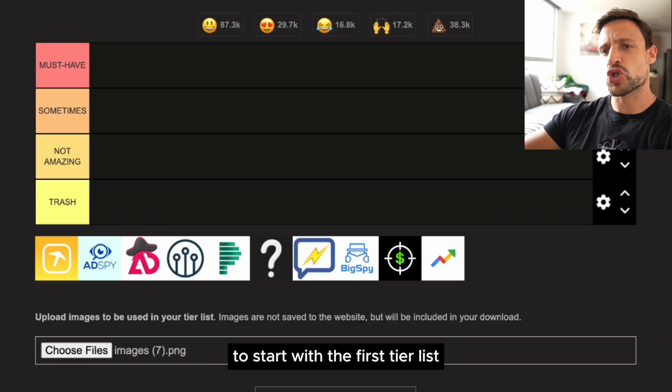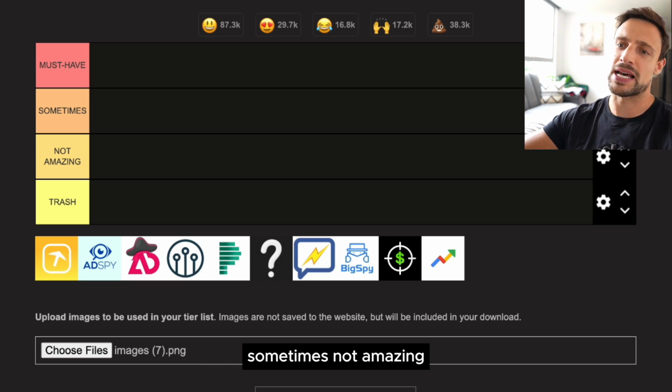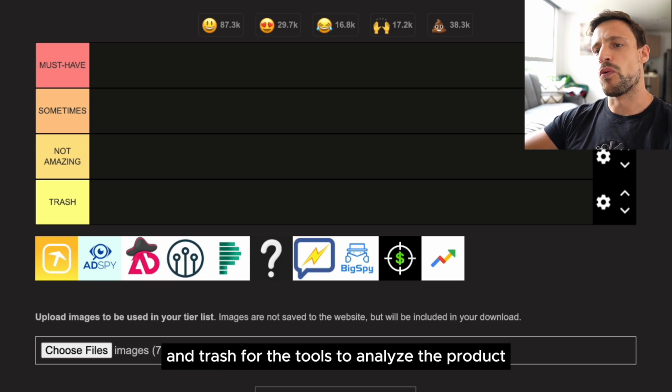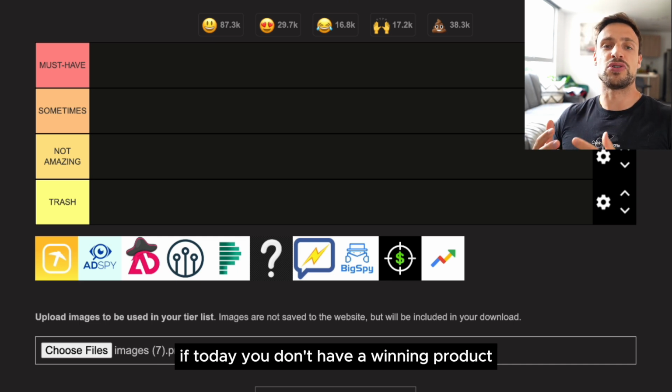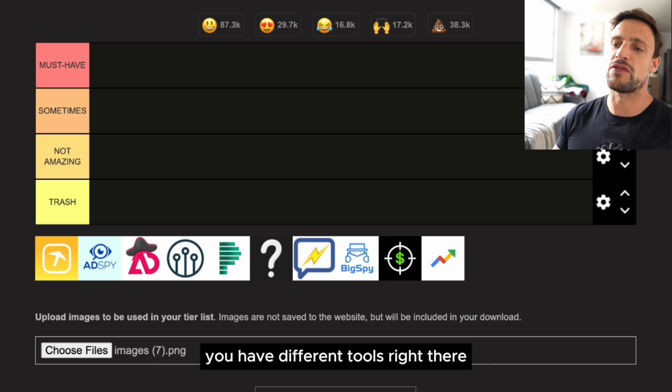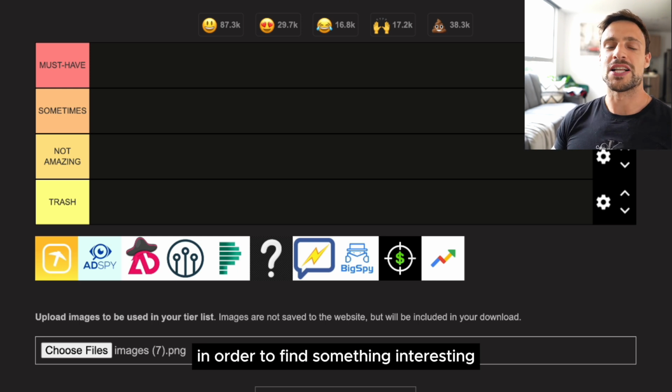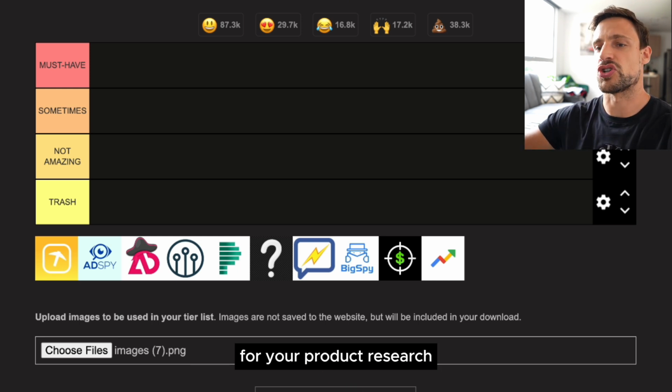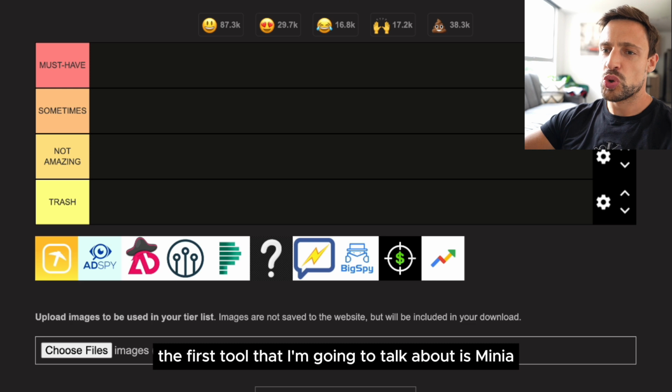So we are going to start with the first tier list that is split between must-have, sometimes not amazing, and trash for the tools to analyze the product. If today you don't have a winning product, you have different tools right there in order to find something interesting for your product research. So the first tool that I'm going to talk about is Minea.